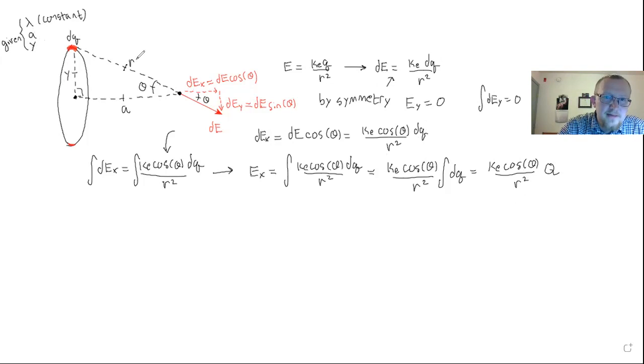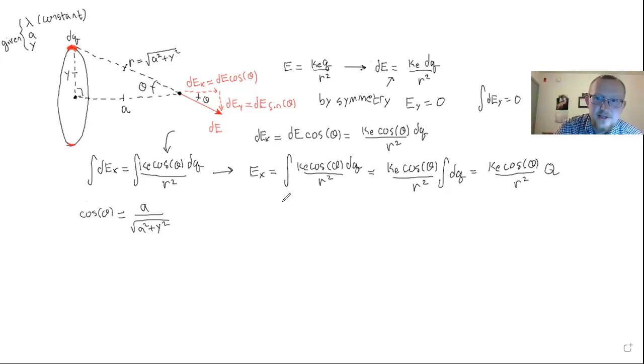So using Pythagoras's identity, we know that r is going to equal the square root of a squared plus y squared, since this triangle formed here is a right triangle. And we know that cosine theta is adjacent over hypotenuse. The adjacent side to this angle theta is a, and the hypotenuse is, of course, the square root of a squared plus y squared.